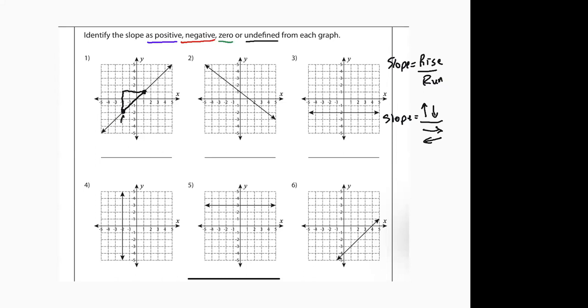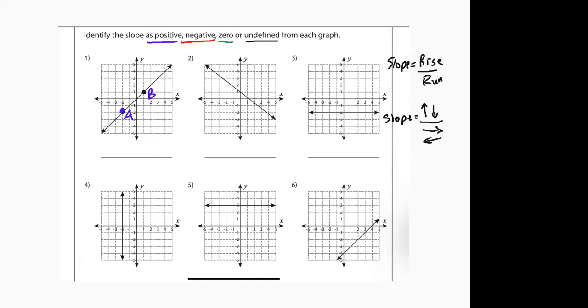For slope, let me do it in different colors so we can get that out of the way. I already know this is a positive, so let me get it out of the way. I'm going to call this one A and B. Get rid of these. There we go. I'm going to make sure I have my points here.